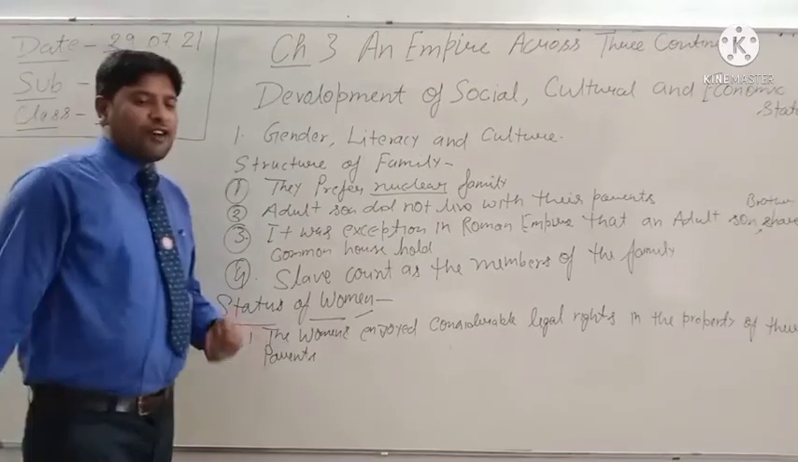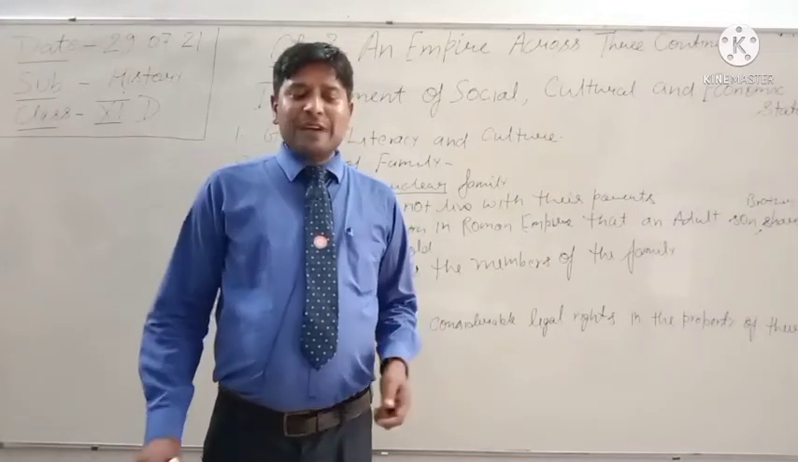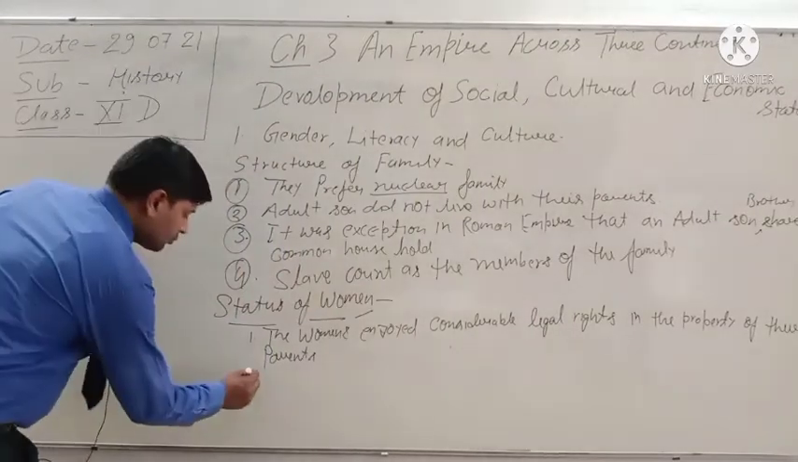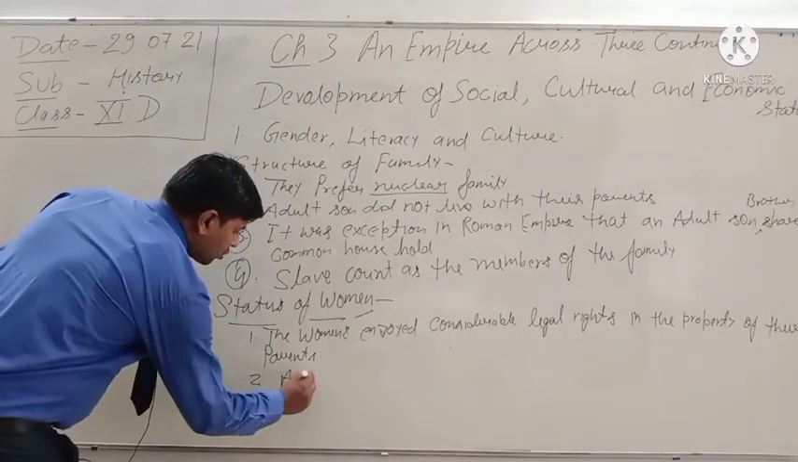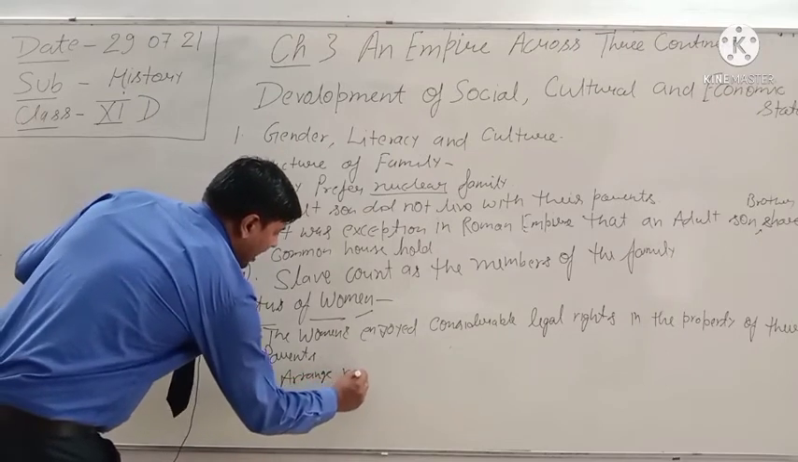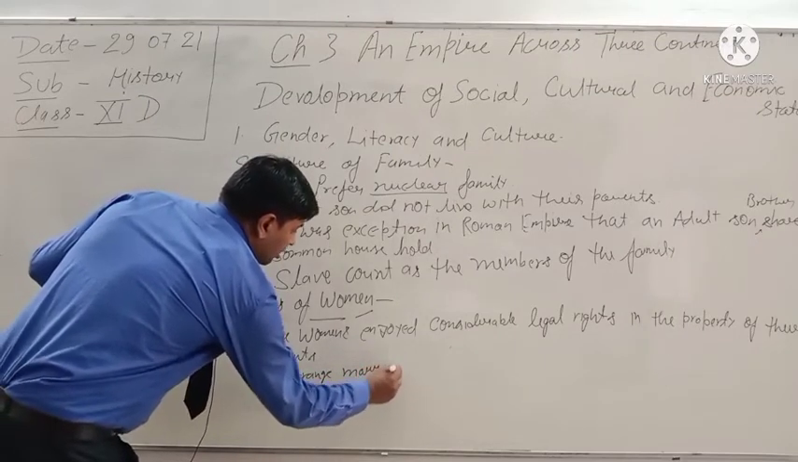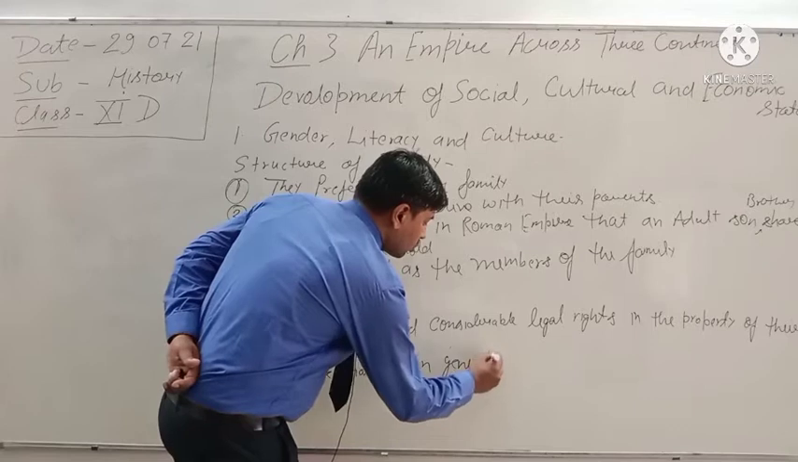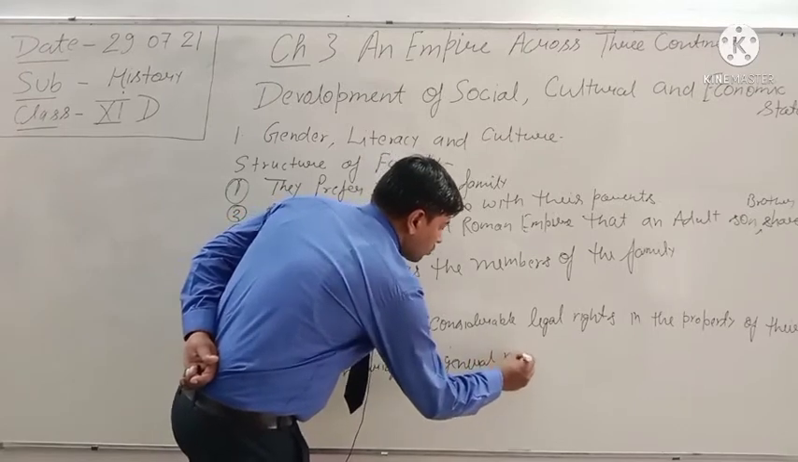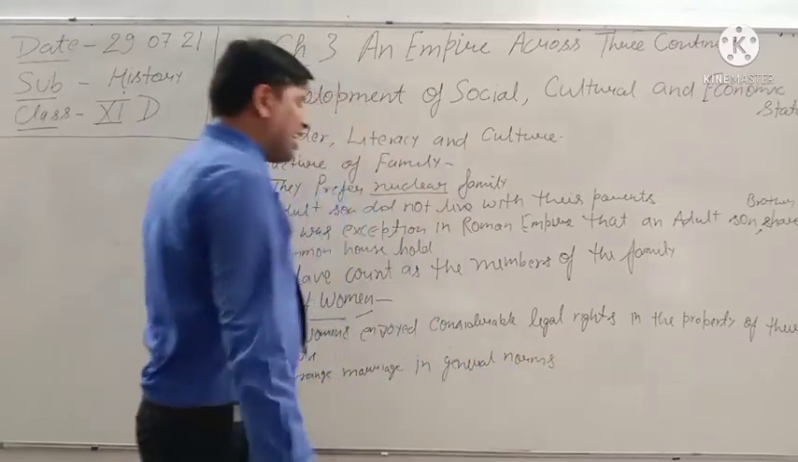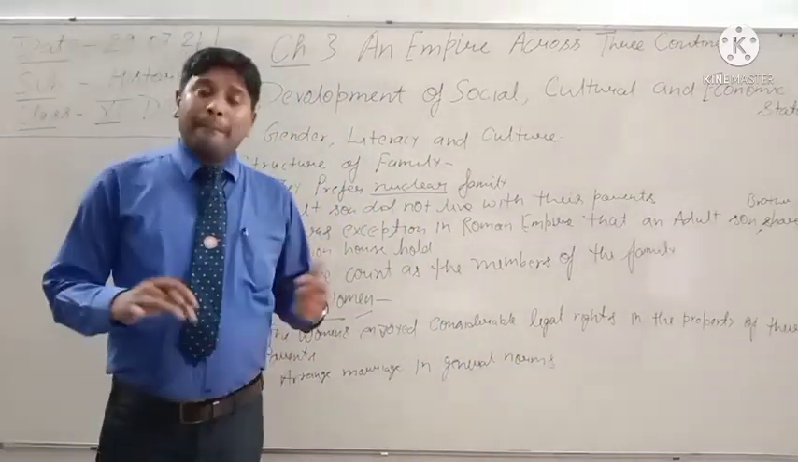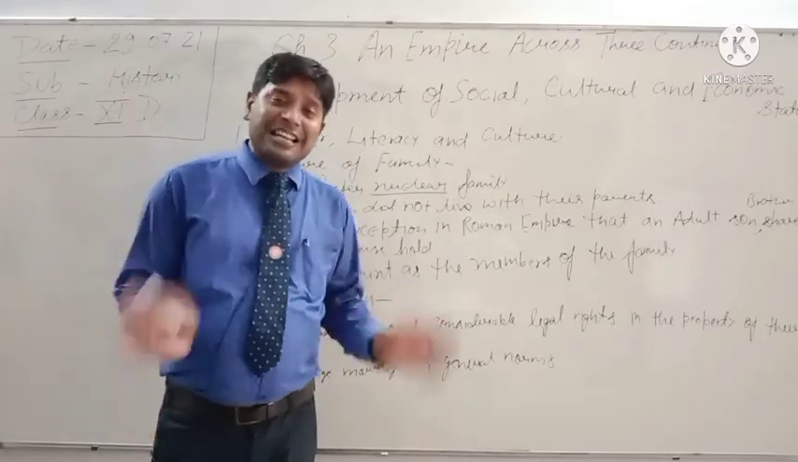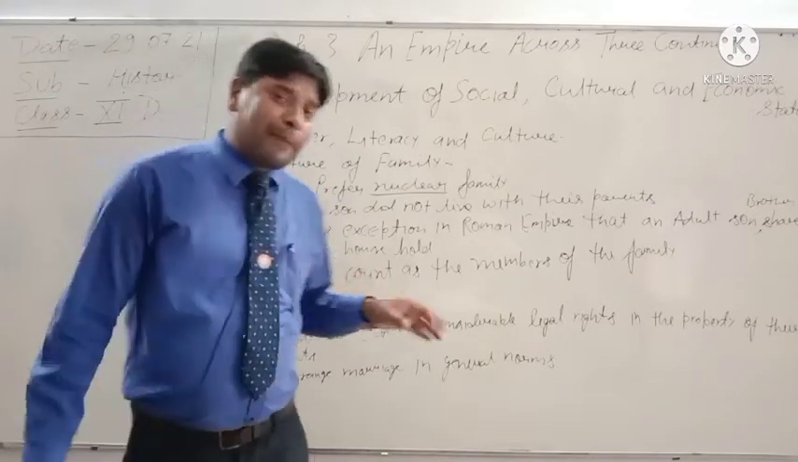Students, second one, arranged marriage was the general norm. If we look at it, what was the general norm for marriage? Arranged marriage. Other types of marriages were not allowed in the Roman Empire.